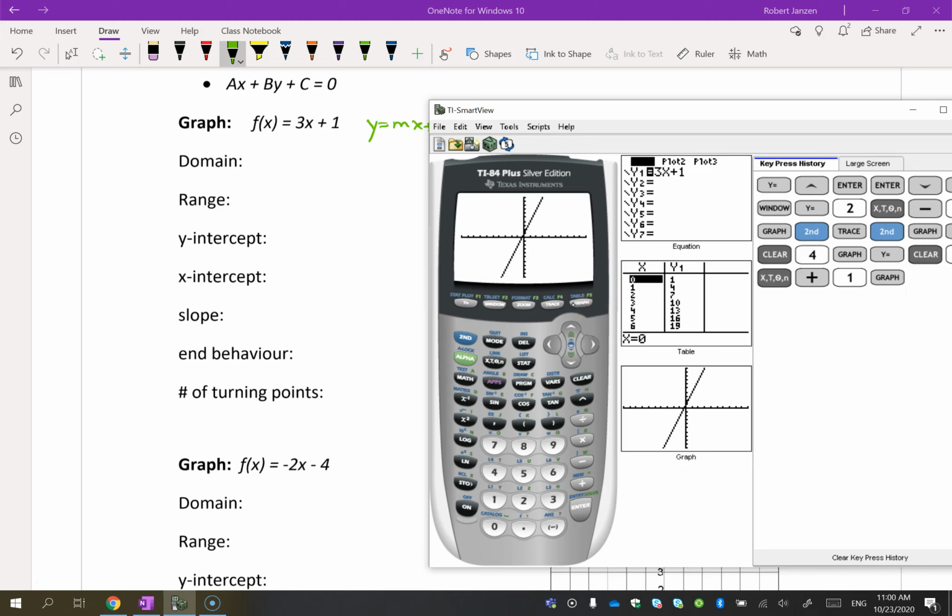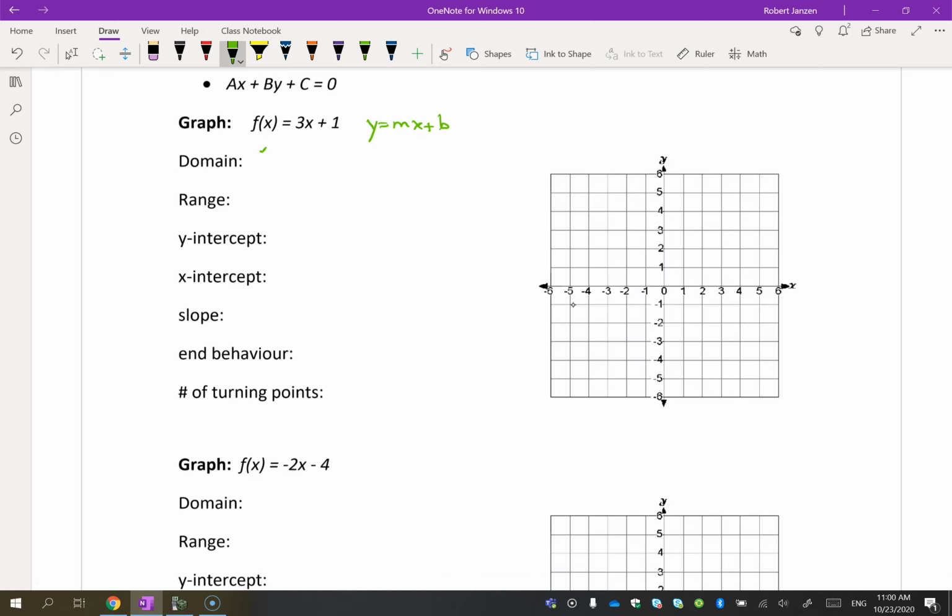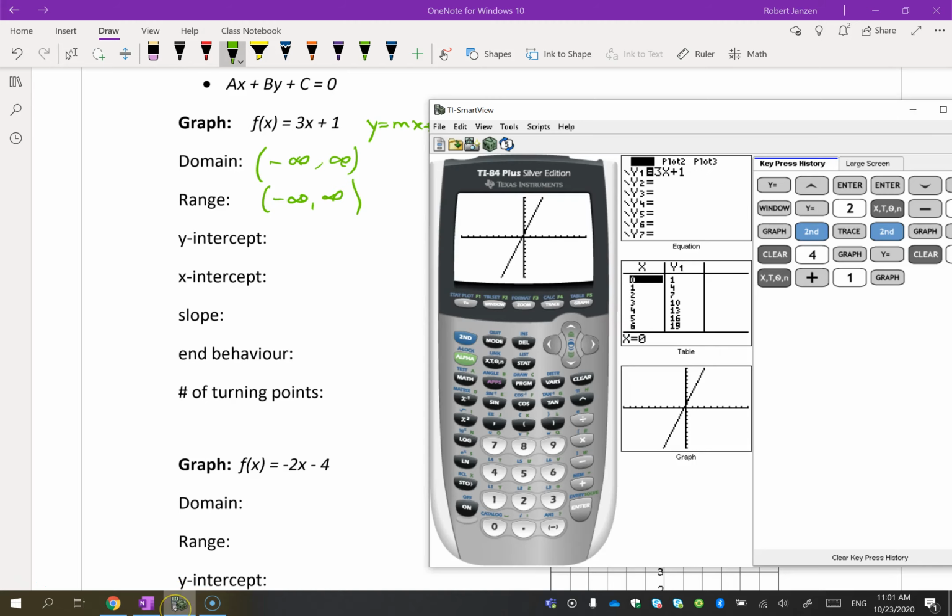Okay, so there is our graph. Let's write what we can see. The domain is negative infinity to infinity. The range is negative infinity to infinity. I'm not going to draw this yet, but you could see that this is going forever in both directions. Okay? The reason I'm not drawing it yet is I want to know what the y-intercept and what the x-intercept is. So let's go and find those.